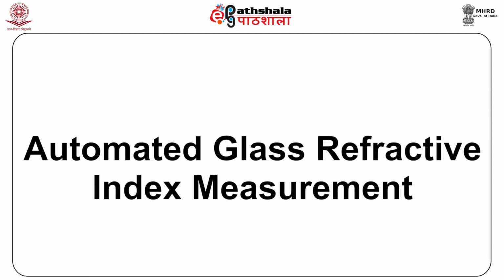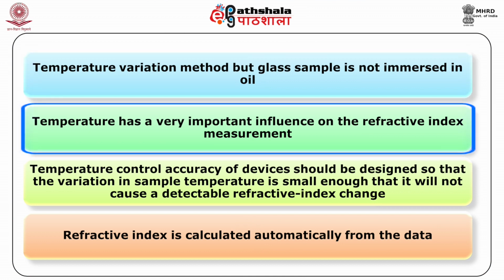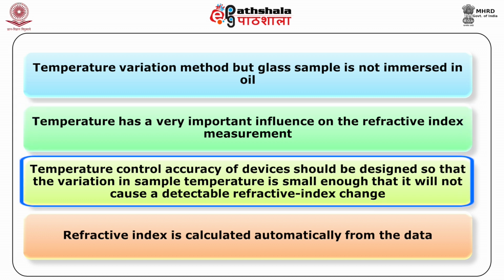Automated glass refractive index measurement. This method is also a temperature variation method, but here the glass sample is not immersed in oil. Temperature has a very important influence on the refractive index measurement. Therefore, the temperature of the prism and the temperature of the sample have to be controlled with high precision.